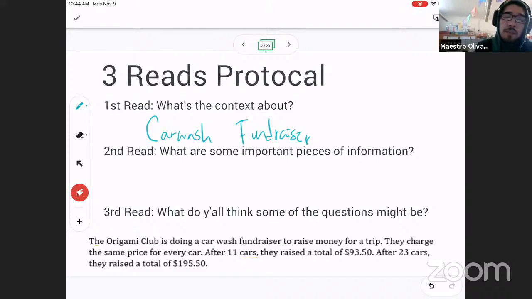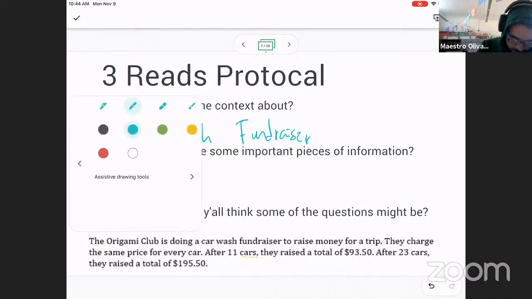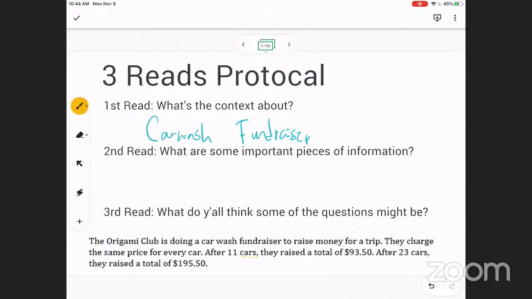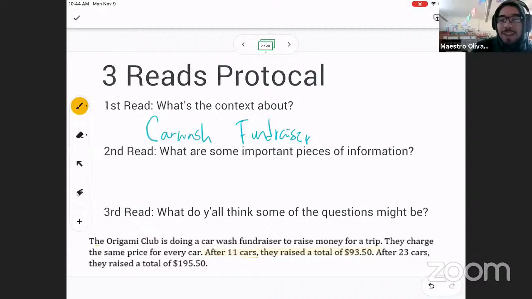So I forgot to mention this, but the second time you read a problem, now that you know the problem is about a car wash, you start to look for the important pieces of information. So, Italy, what's one important thing about this problem that we should probably know? After 11 cars, they raised $93.50. Thank you so much, Italy. Jade, what else do you think is important about this problem?